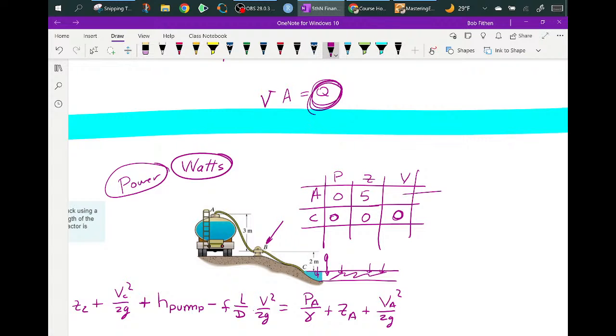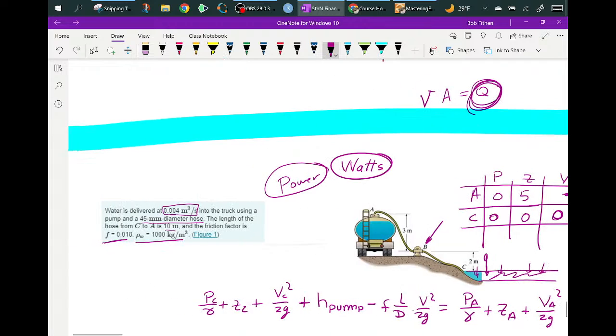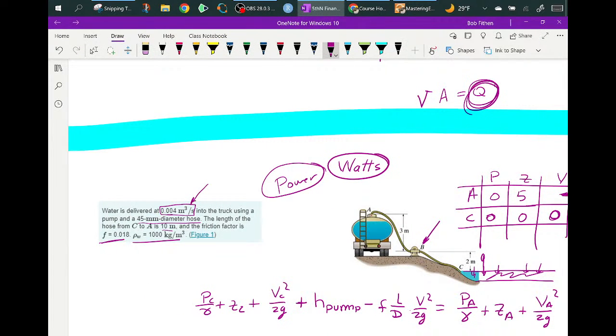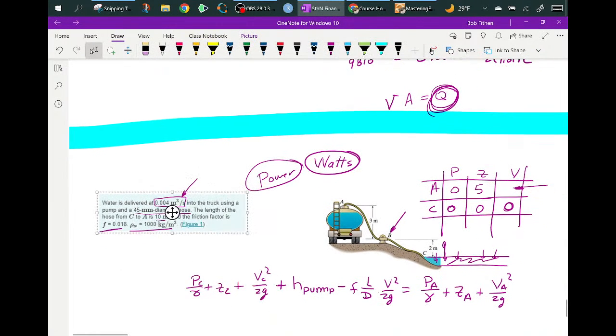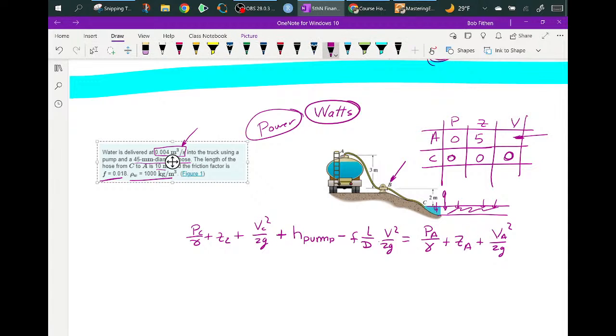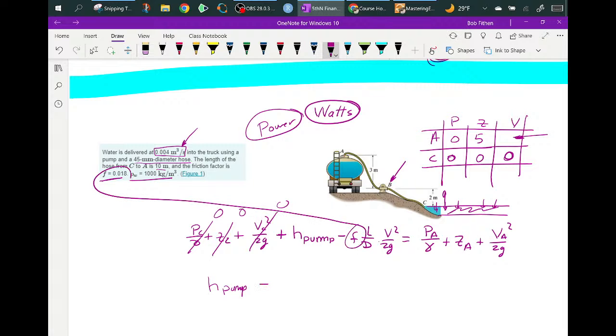Now the question is, I've got V. Do I know V? Well, he tells me the velocity coming out up there at A. So let's strike these out. All of C gets knocked out. I still have the head of the pump, and I'm going to have f, so I'm going to fill that in.